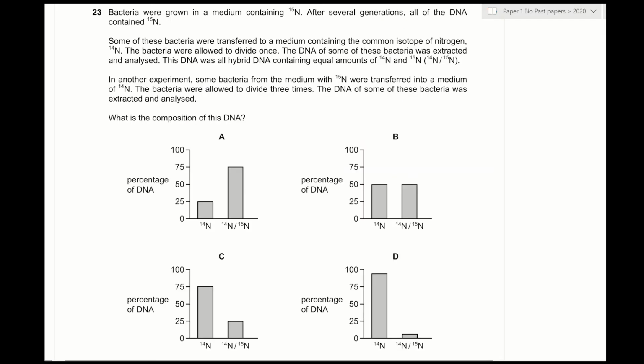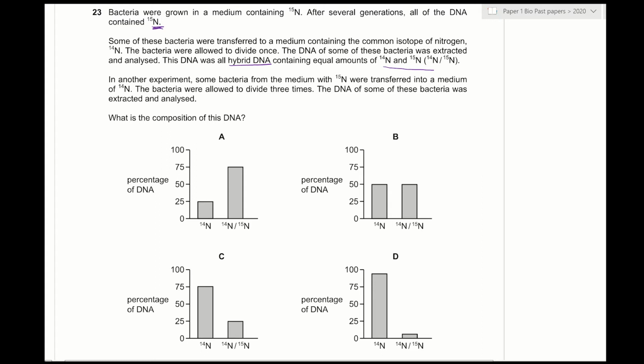Bacteria were grown in a medium containing a nitrogen-15 isotope. After several generations, all of the DNA contained N15. Some of these bacteria were transferred into a medium containing the common isotope of nitrogen N14. The bacteria were allowed to divide once. The DNA of some of these bacteria was extracted and analyzed. This DNA was all hybrid, containing equal amounts of N14 and N15.